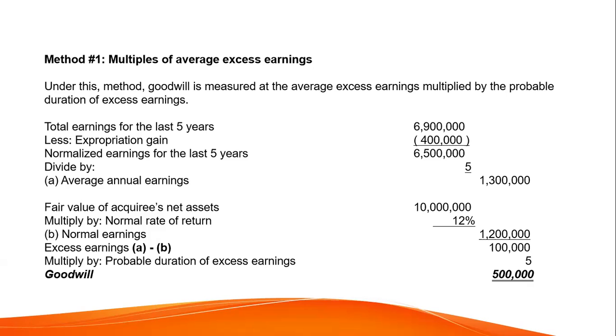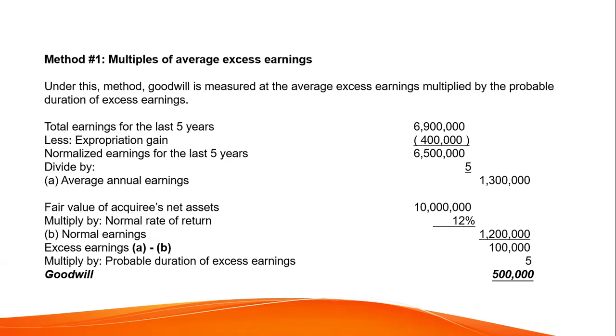So you have your benchmark of the industry. So the average rate of return of the industry is 12%. Probable duration of excess earnings is 5 years.